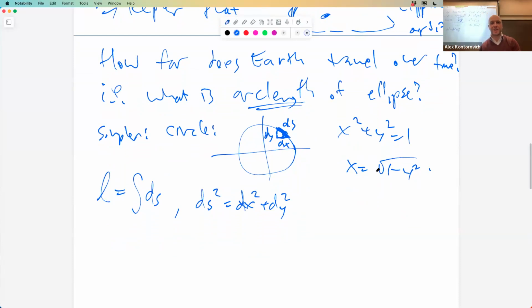Okay, so let's work out what that is. I'm going to implicitly differentiate both sides of this. So dx is equal to, what's the derivative of this thing? Hopefully you all know. The 1/2 comes down, 1 minus y squared to the minus 1/2, chain rule, minus 2y dy.